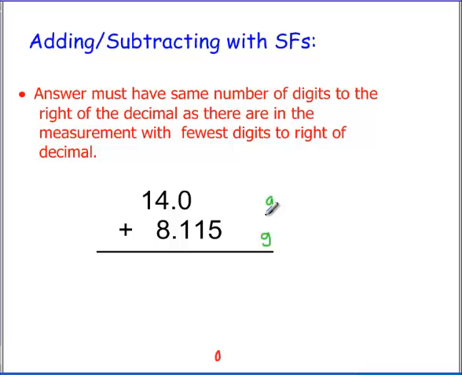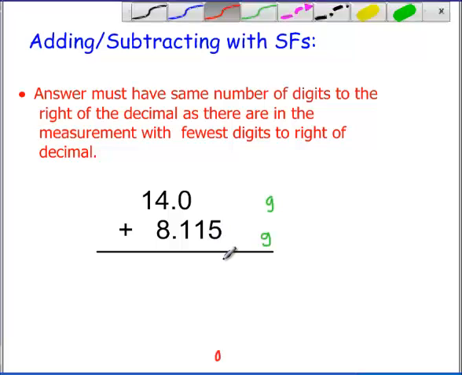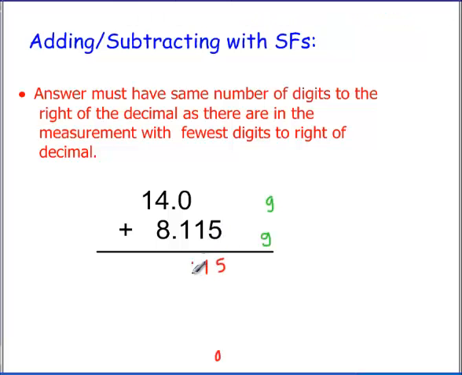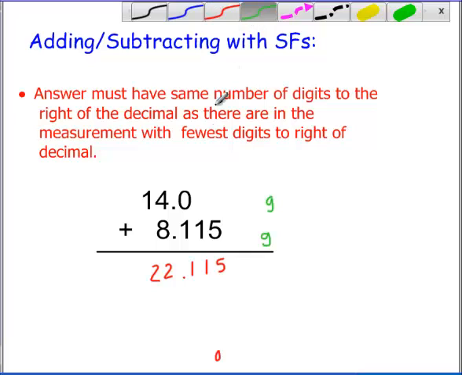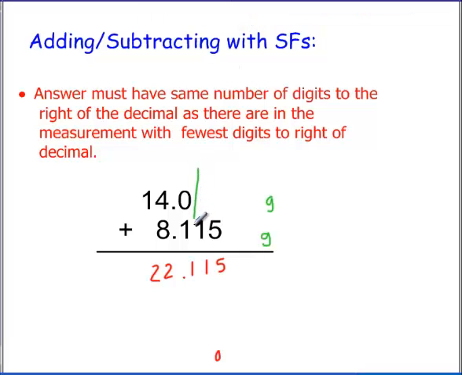What that means is we're still going to add up the numbers the same way that we normally would. So if I add these, that's going to be 22.115. And in the past, when you typed an answer into your calculator, you would just write this whole number down and report your answer that way. But notice that the first measurement, 14.0, is only precise to the tenths place. So we actually need to draw a line to show where our precision must be.